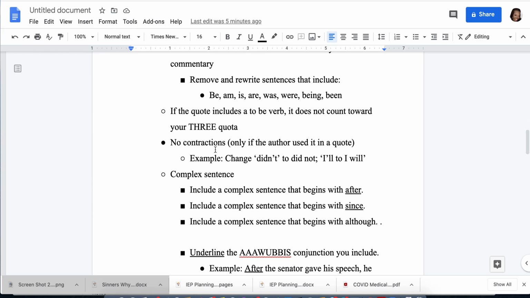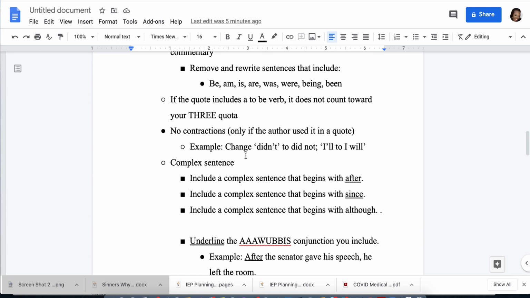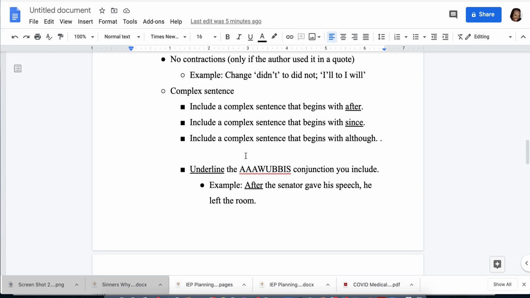All right, no contractions. Didn't, shouldn't, couldn't, wouldn't, anything with that apostrophe. You need to Google it if you don't remember contractions that you learned in elementary. We've been practicing with the woobis.